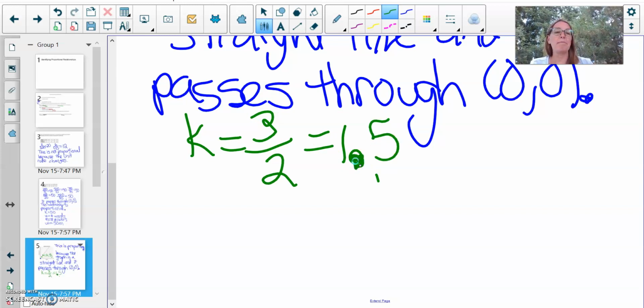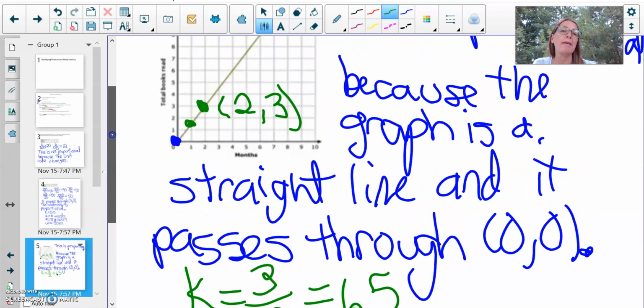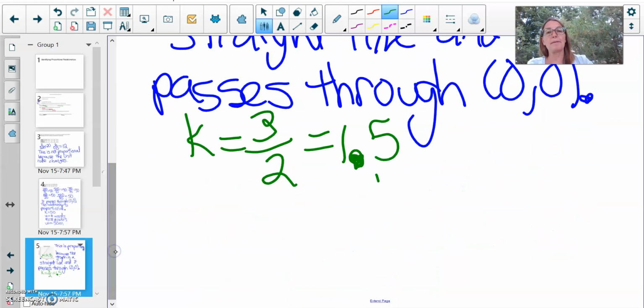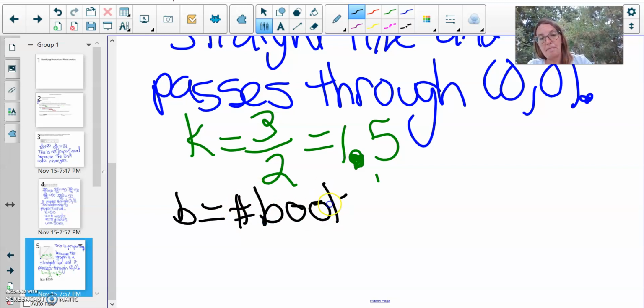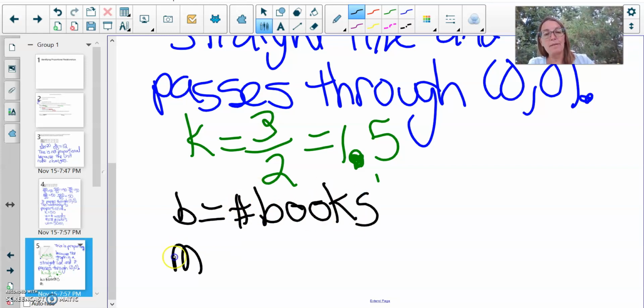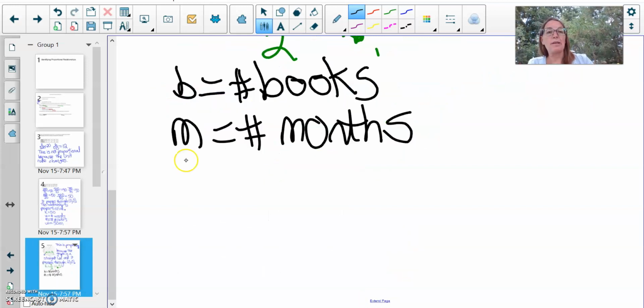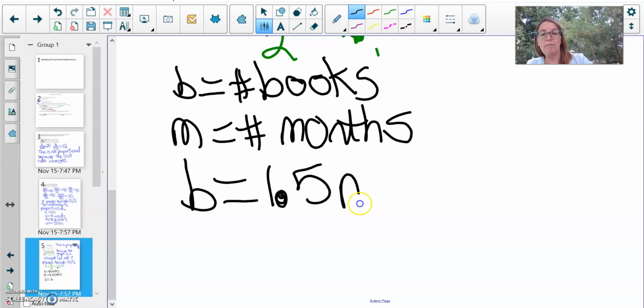So now I'm ready to make my equation. So if I look back at my variables, this is total number of books read and the number of months. So I'm going to use B for the number of books. I'm going to use M for the number of months. And my equation, the books is equal to the constant of proportionality, 1.5, times M for the number of months.